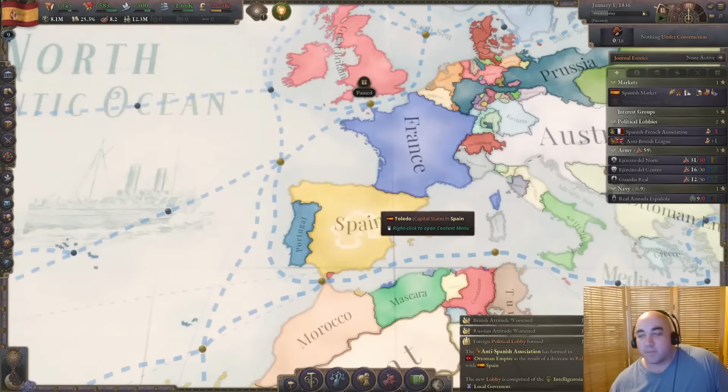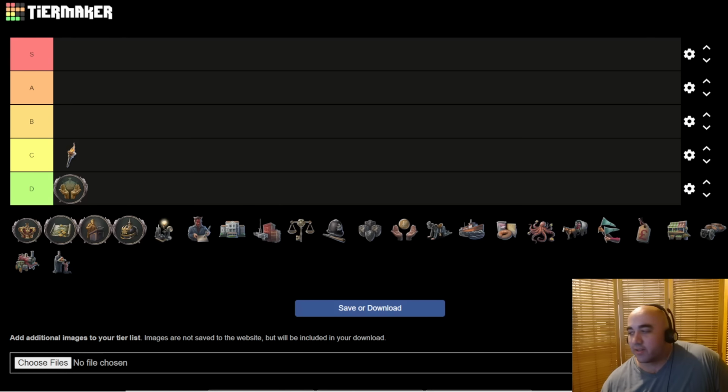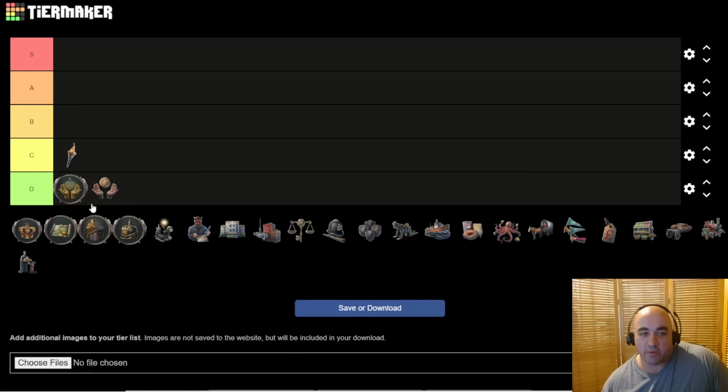Divine Economics ultimately, though, I think is really weak, and so I think it belongs in the D tier, kind of with Religious Convocation itself, where it's okay. I mean, you can play around it to some degree, just pulling up my cheat sheet here, but I just think it's going to be, generally speaking, not very strong.